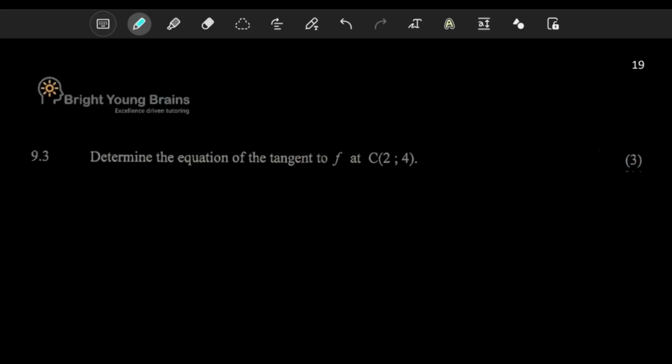Angazi. I don't know. But anyways, here determine the equation of the tangent to f at point C.